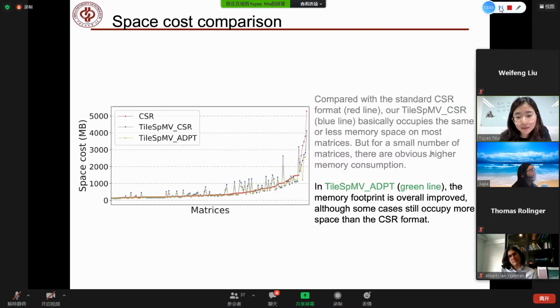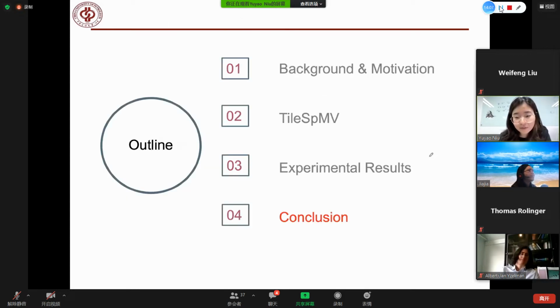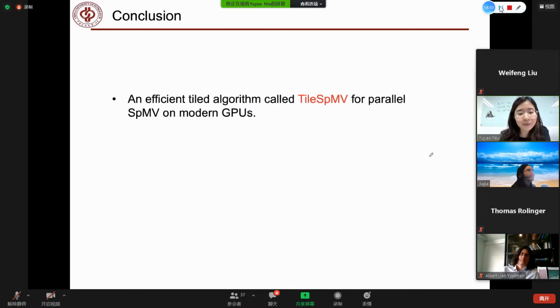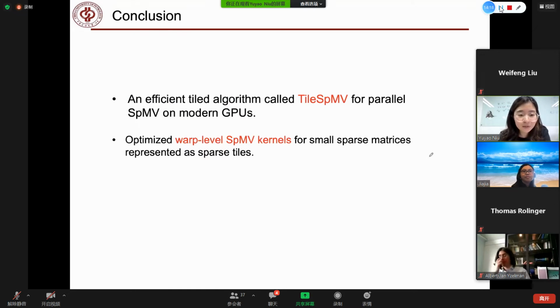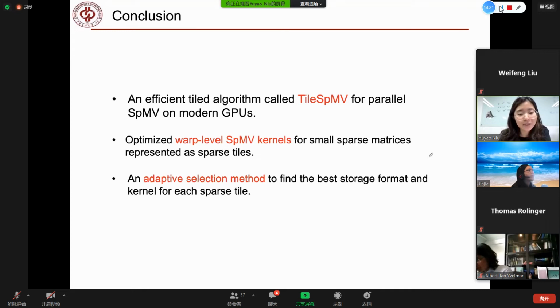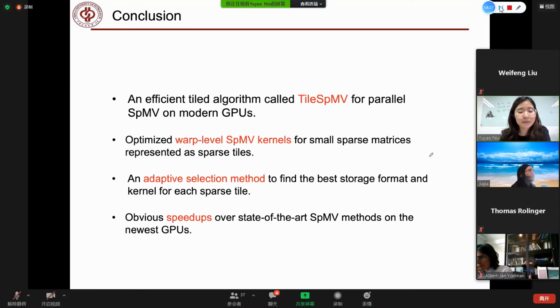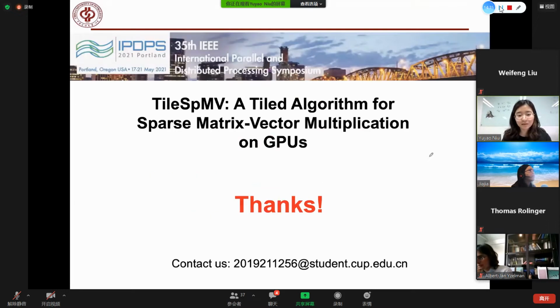And that's the memory cost comparison of CSR and TileSpMV adapt. Finally, we can make a conclusion of the presentation. We propose an effective TileSpMV method, design optimized warp-level SpMV kernels, and design an adaptive selection method. The experimental data shows our method is very effective on most of the sparse matrices. And that's all. Thank you very much for your attention.